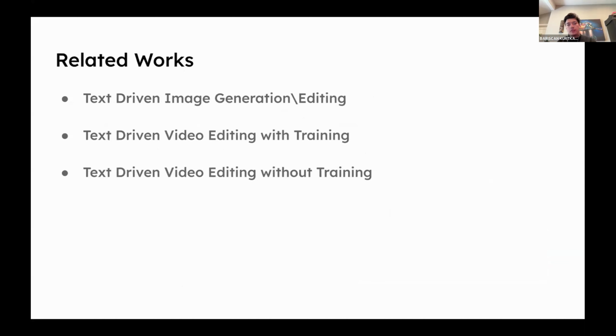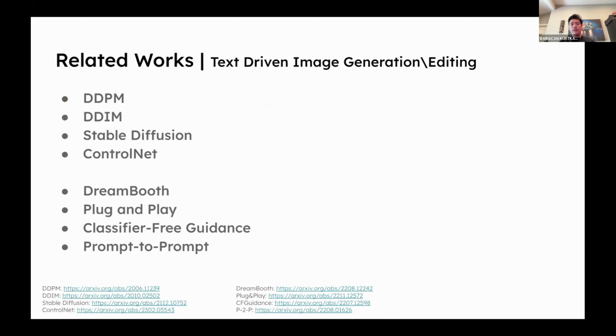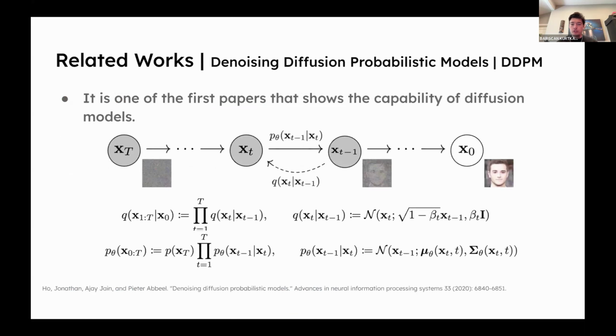So let's start with related works. There are three folds. I will try to explain them briefly. Basically, there are a lot of important papers, but I will try to explain them briefly. So let's start with DDPM. DDPM is basically the first paper that showed the capability of diffusion models. They showed that diffusion models can generate better images than GAN architectures.